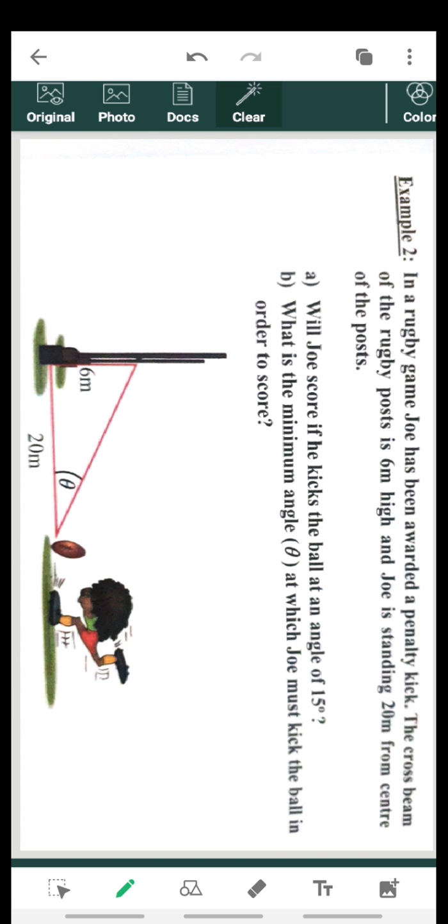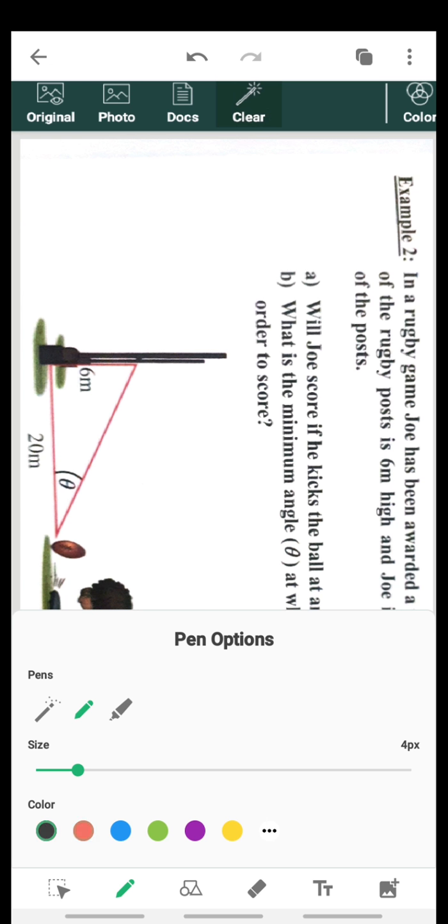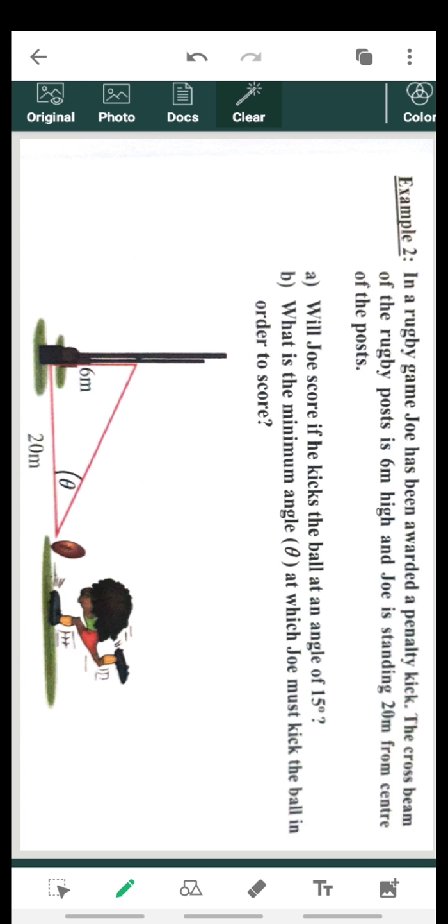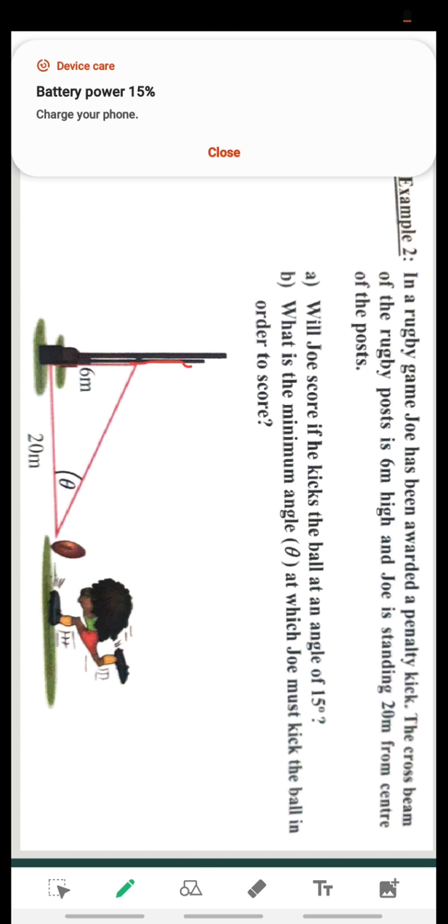If the height at which Joe is kicking that ball, given the 15 degrees angle, is smaller than 6 meters, then there is no way Joe will score. Okay, but if the height at which Joe kicked the ball is bigger than 6 meters, then surely he will score. Remember, I want to show you something. Remember, this is where the ball needs to go in.